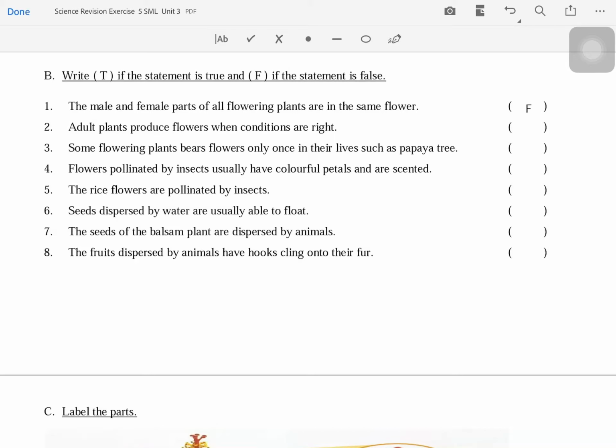Okay, moving on to the second question. Adult plants produce flowers when the conditions are right. Okay, so in our previous video also we talked about this, where so the answer is true. Alright. So adult plant will produce flowers when the conditions are right. For example, a papaya plant. Papaya plant will only produce flower when it is old enough or adult, when it transforms into an adult plant.